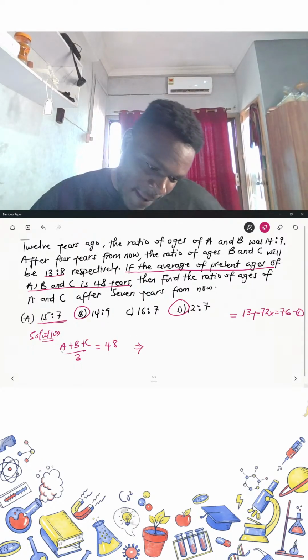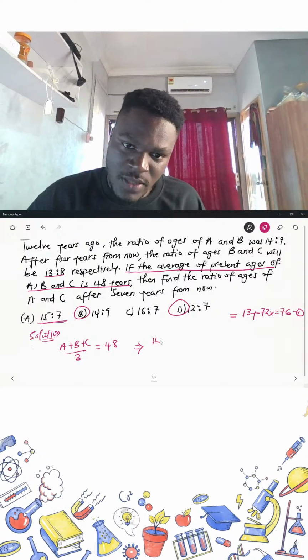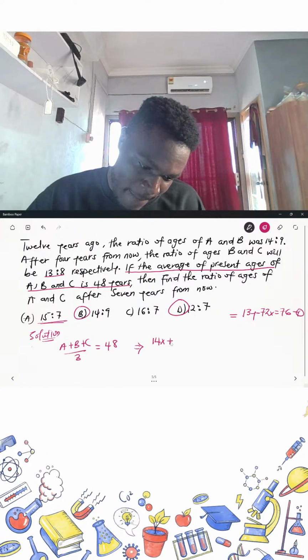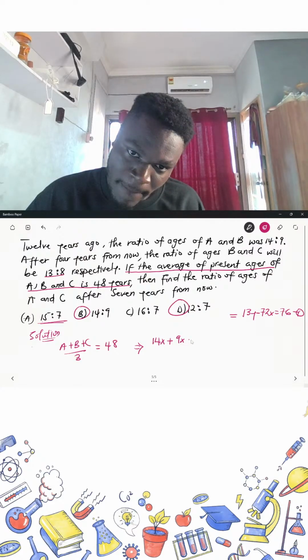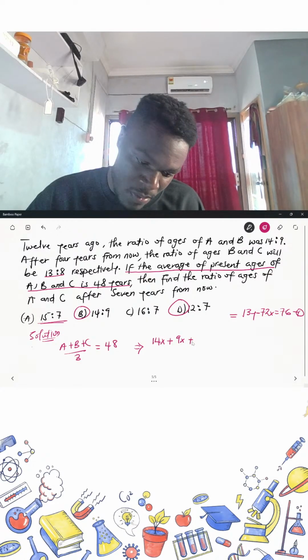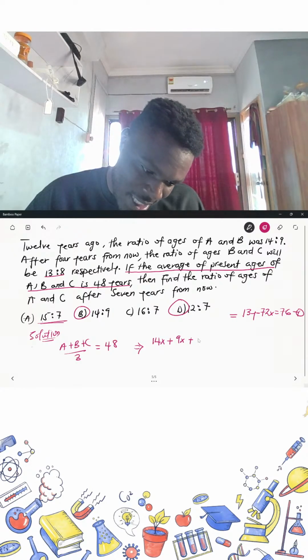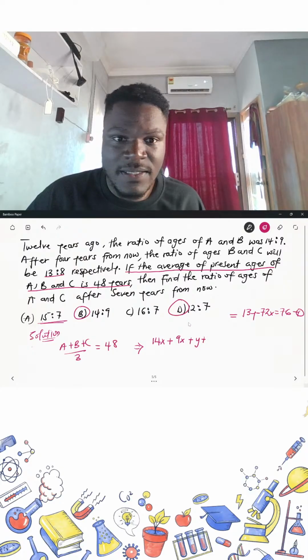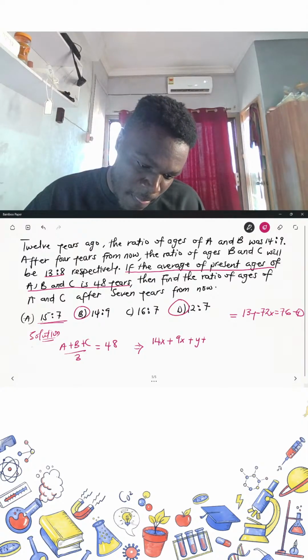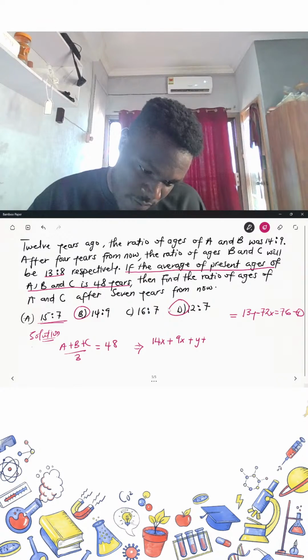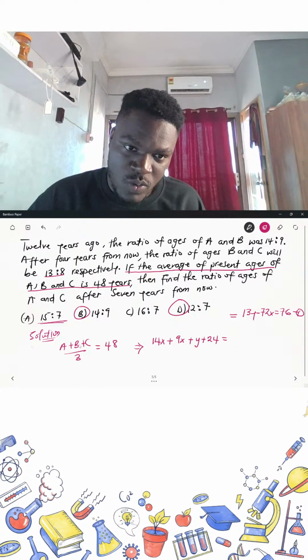This implies that our A, we did say that our A is 14x, so we have 14x over here, plus our B we said is 9x, then plus our C, which we are saying is y, then plus, if the average of the present age, so the average of the present age, that will be this plus 24, and that will be equal to A plus B plus C, which is what we have at the top over here, 14x plus 9x plus y.